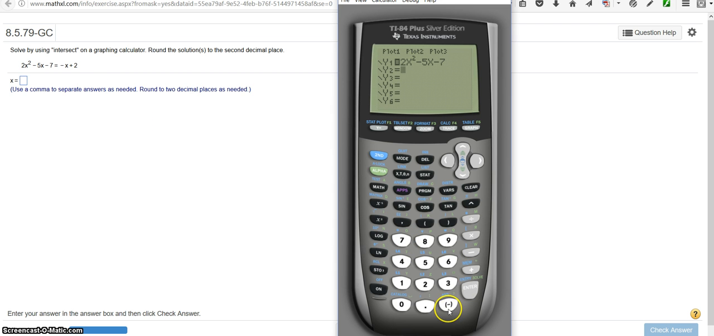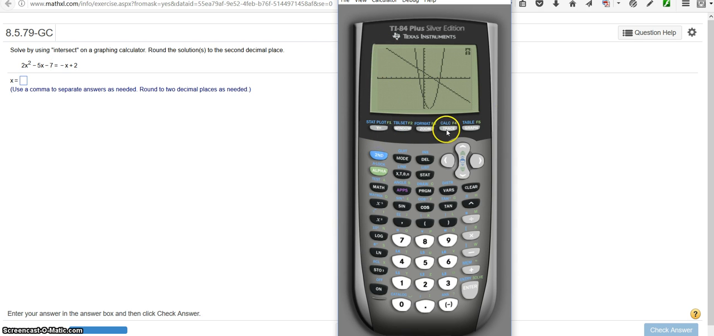And y2, I type in the right-hand side of the equation. Minus x plus 2. And then I graph. Oops, bad window here. Actually, it's not too bad. I can see where they cross, but let me change it to zoom 6. So what we're looking for is the spots where the two graphs cross. The parabola is the left-hand side of the equation, and the line is the right-hand side.